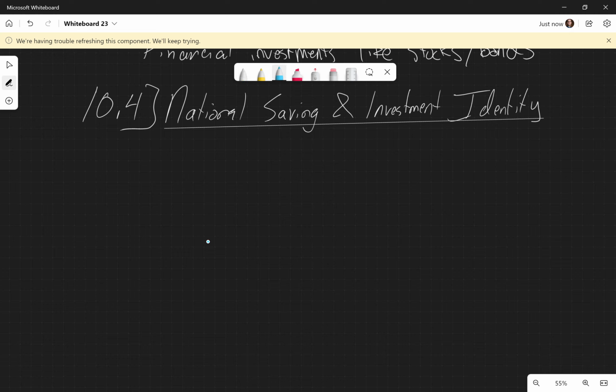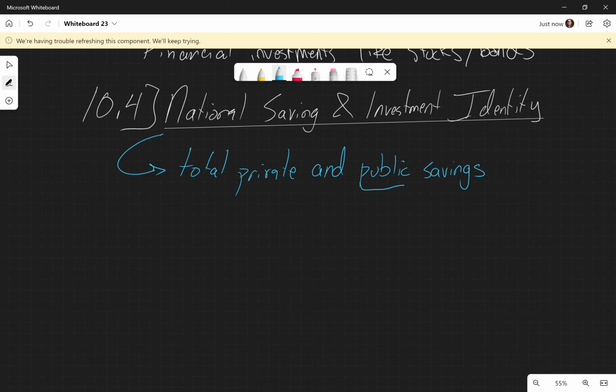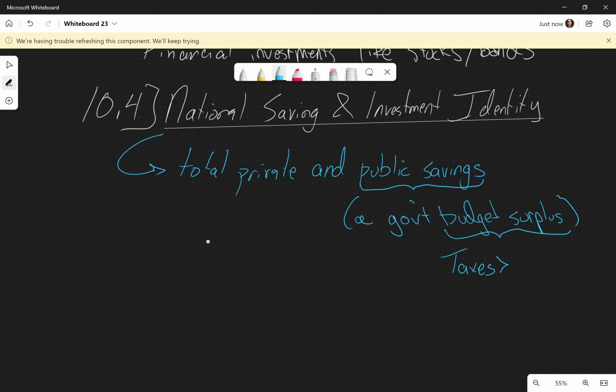So our national savings and investment identity is the total private and what we call our public savings. And our public savings, we don't really have a lot of that in the United States, but some other governments have it. This is budget surpluses. And what is a budget surplus? That is when they get more taxes than they spend. Doesn't happen a lot, unfortunately.